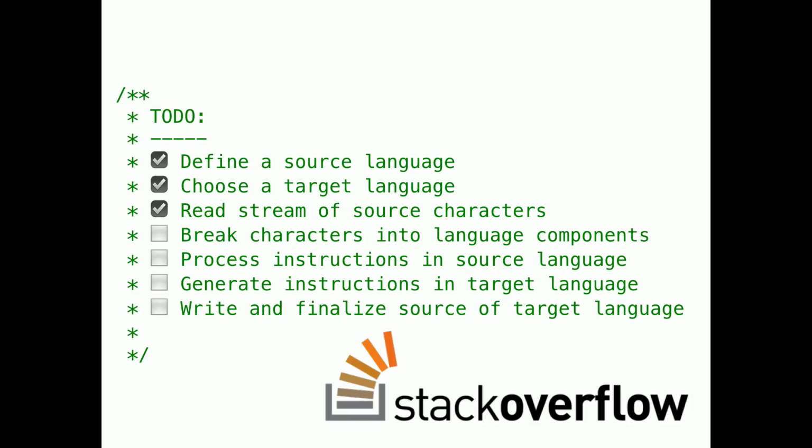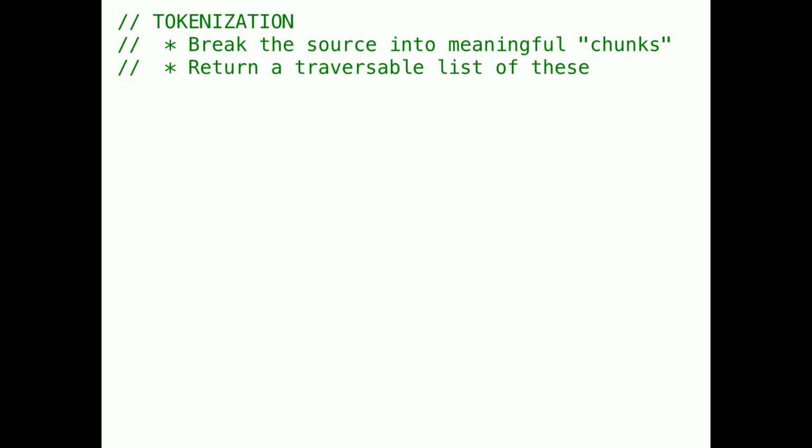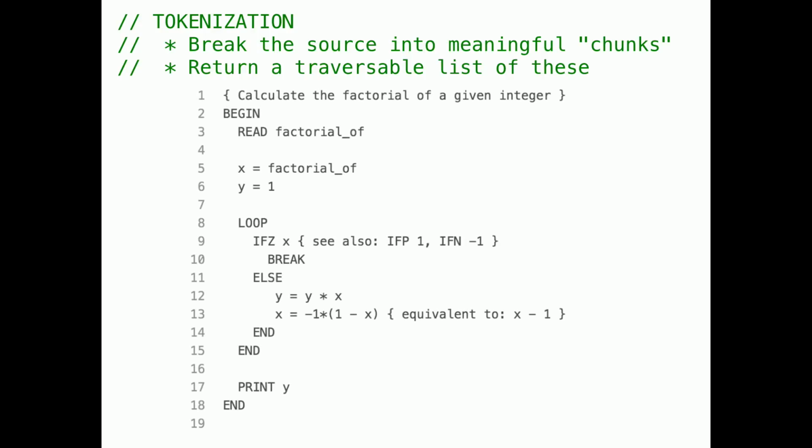Now obviously during our compilation process, we're not going to want to be dealing at the level of individual characters the whole time. So what we have to do is break those characters into the components of our Bitsy language, and that is where the real meat of the compilation process gets started. There's a fancy name for this. It's called tokenization. And what that means is that we just have to break our source code into meaningful chunks, which we call tokens. And then we have to return a traversable list of these tokens.